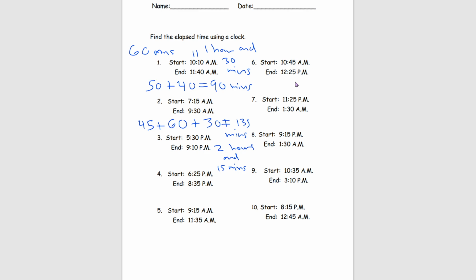Number 6, we're doing the same thing. However, this time we know that it passes to PM as it goes from AM to PM. So from 10:45 to 11, that is 15 minutes, so we'll put a 15 right here. From 11 to 12, that's 60 minutes, so we'll put a 60. And then from 12 to 12:25, that's 25 minutes. Add that all up, and we get 100 exactly, which is equal to 1 hour and 40 minutes.